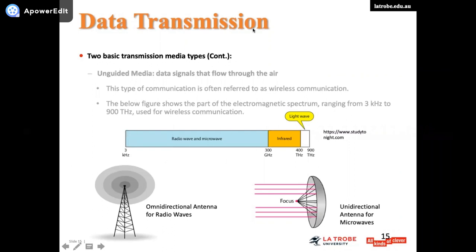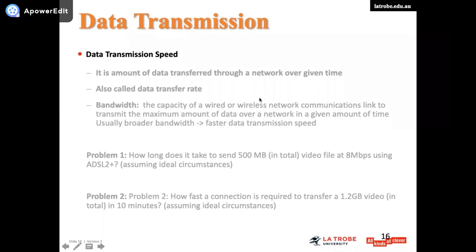Next is the data transmission speed. It is the amount of data transferred through a network over a given time. It is also called the data transfer rate. So what is the relationship between the data transmission speed and the bandwidth? Bandwidth means the capacity of a wired or wireless network communications link to transmit the maximum amount of data over a network in a given amount of time. Usually, the broader the bandwidth, the faster the data transmission speed.